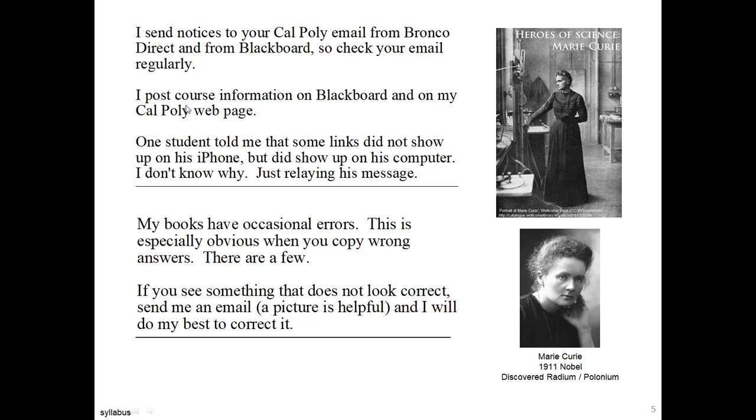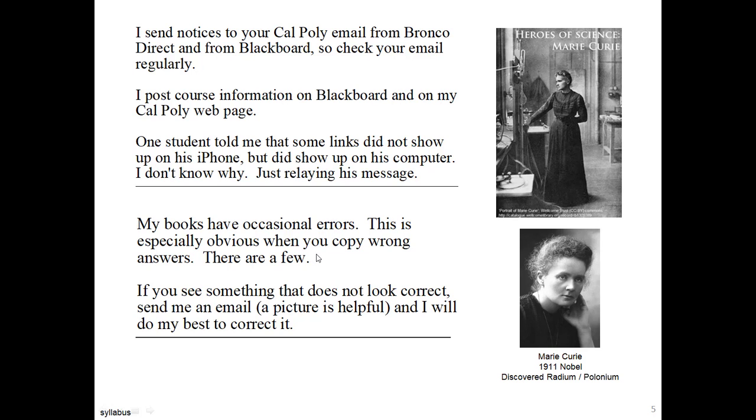I used to post stuff on my course's webpage, but since Cal Poly won't let me have access to my office, I pretty much do most stuff through Blackboard now. So you guys all have access to that, and that's probably the way we'll do it most of the time. One student told me that he looked at stuff over his iPhone and some things did not show up that did show up on his computer. I don't know about that. I'm just telling you what the student told me in case you have a similar situation.